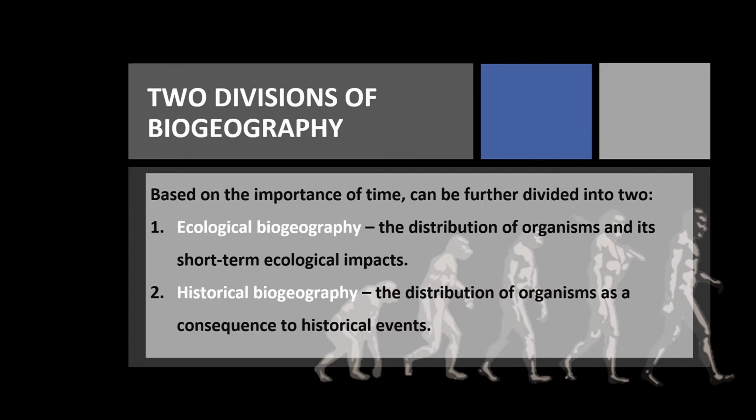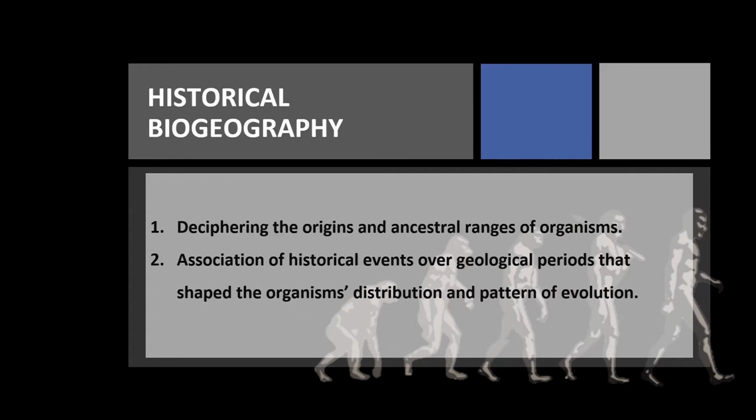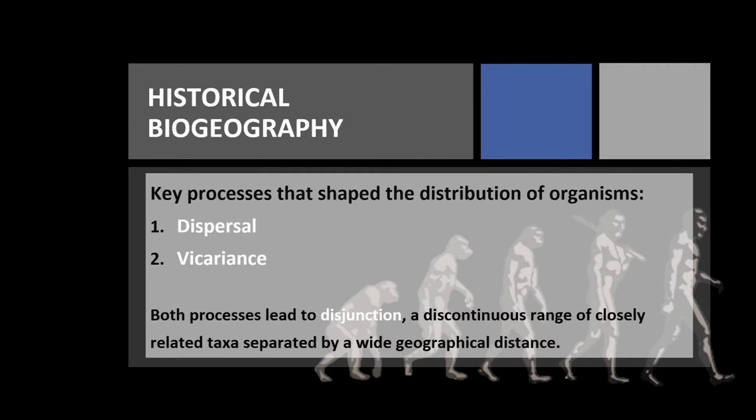Historical biogeography can give you a glimpse into deciphering the origins, the ancestors, the family tree of these organisms, by associating the historical events over geological periods that shaped the organisms' distribution and pattern of evolution. There are two key processes that help shape the distributions of these organisms: dispersal and vicariance. These two processes lead to disjunction, which is a discontinuous range of closely related taxa separated by a wide geographical distance.